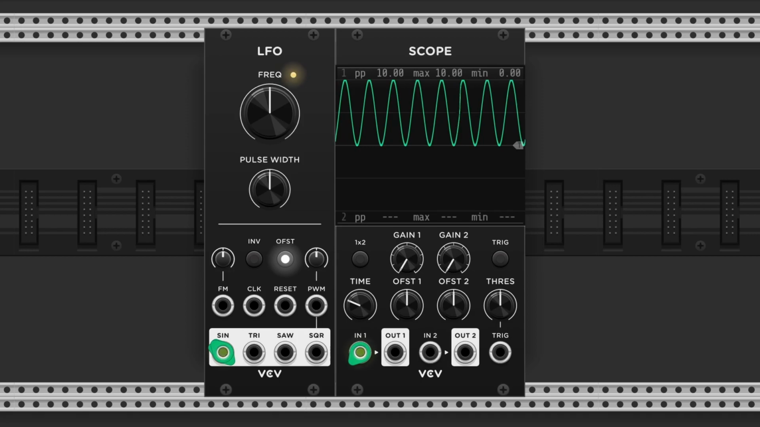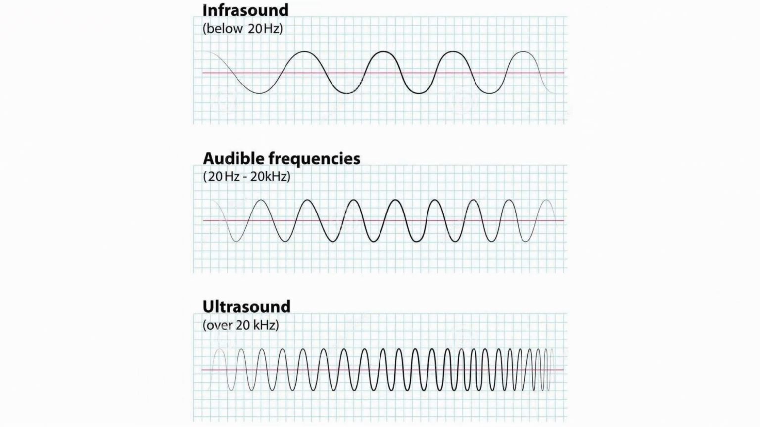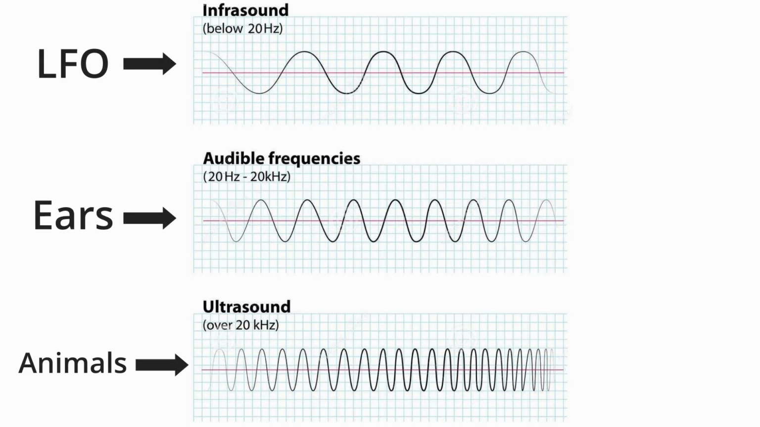Unlike regular oscillators that generate audio rate frequencies, usually in the range of 20 Hz to 20 kHz, LFOs operate at lower frequencies, typically below 20 Hz. This frequency range is not audible itself, but is perfect for modulating other parameters.